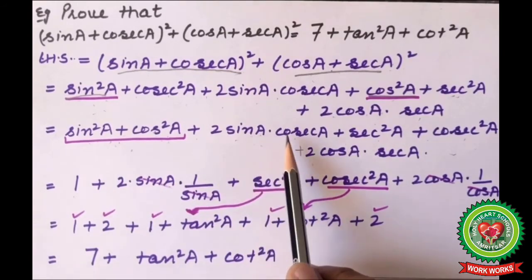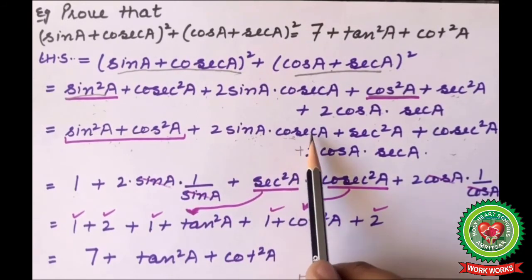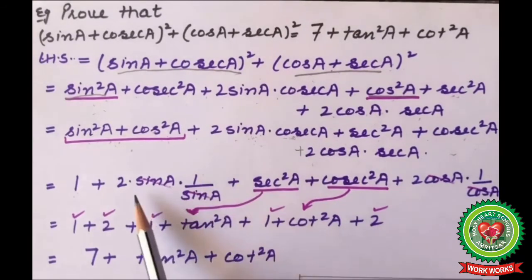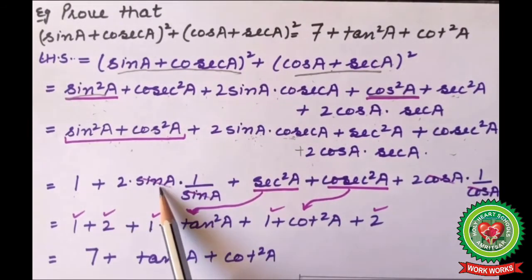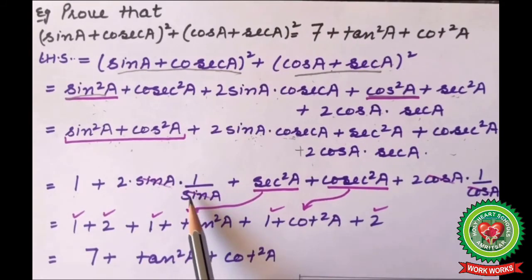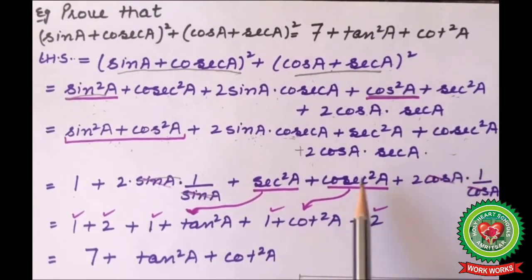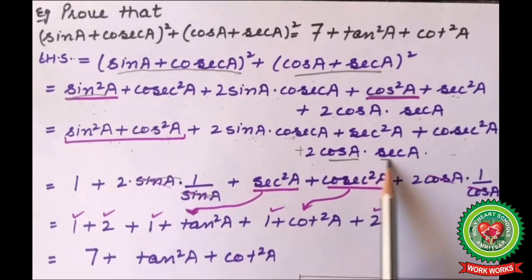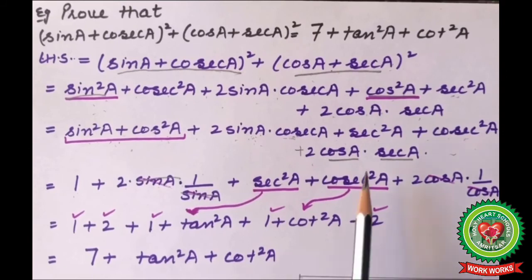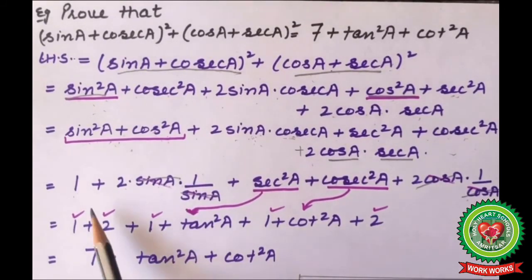Now, sine A and cosecant A are the reciprocal of each other. So instead of cosecant A, we'll write 1 upon sine A. This will become plus 2 into sine A into 1 upon sine A, and sine A and sine A will get cancelled out. Plus secant square A as it is and plus cosecant square A as it is. And cos A and secant A are the reciprocal of each other, so instead of secant A, we'll write 1 upon cos A, and cos A will get cancelled out. So now we are left with 1 plus 2 plus 1 plus 2 and secant square A plus cosecant square A.